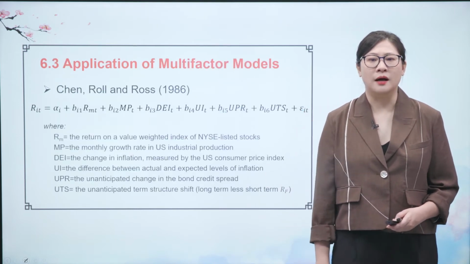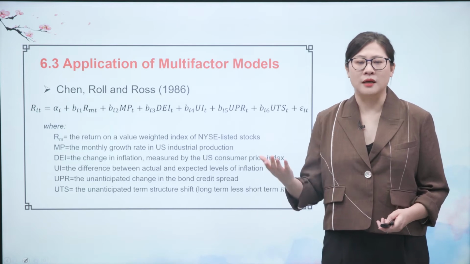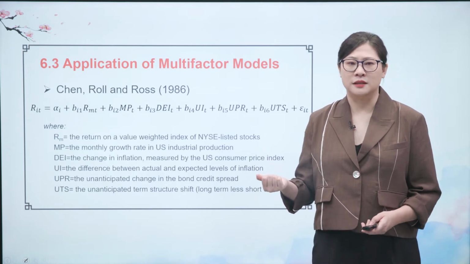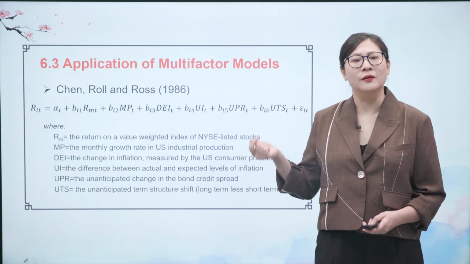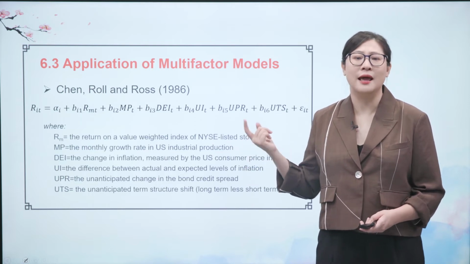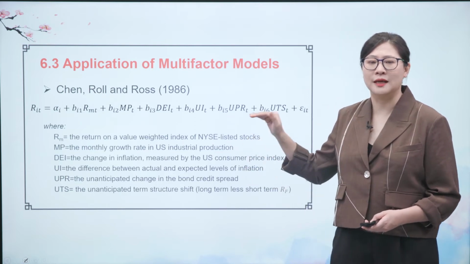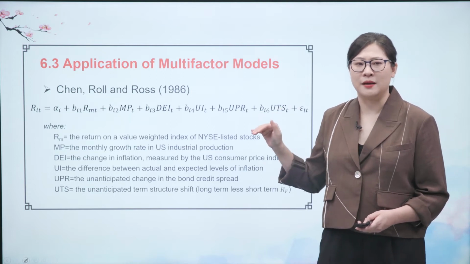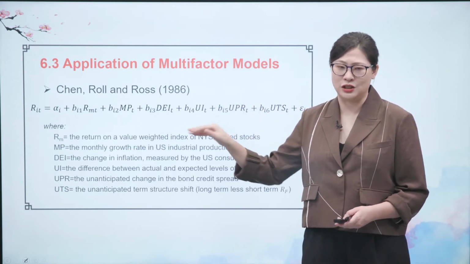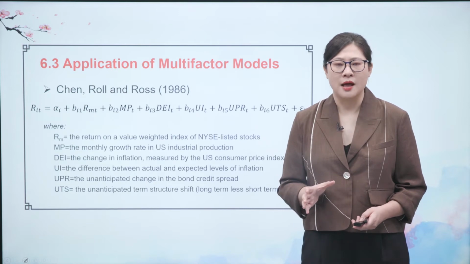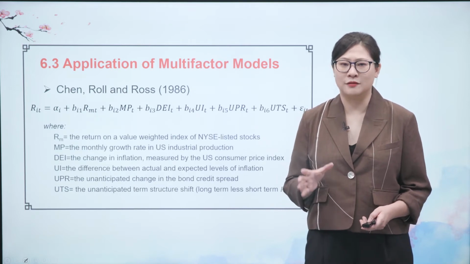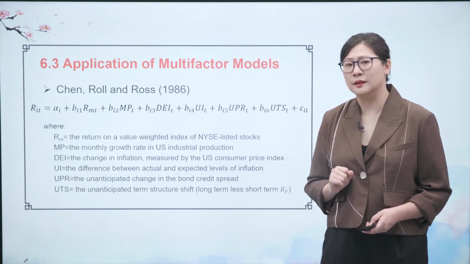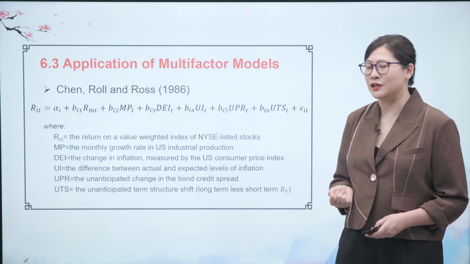The first, one of the most important models is by Chen, Roll, and Ross in 1986. This is the model they used to analyze the return for stocks, and they use economic factors in their model. Let's have a look at these factors.